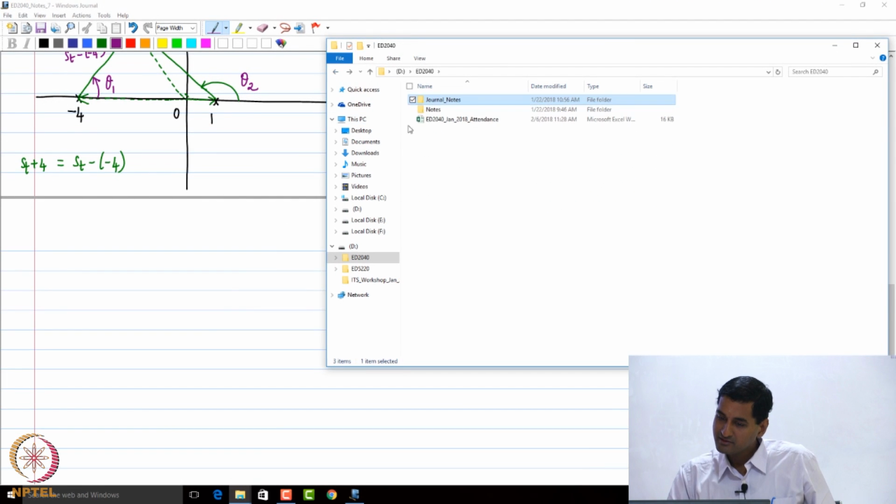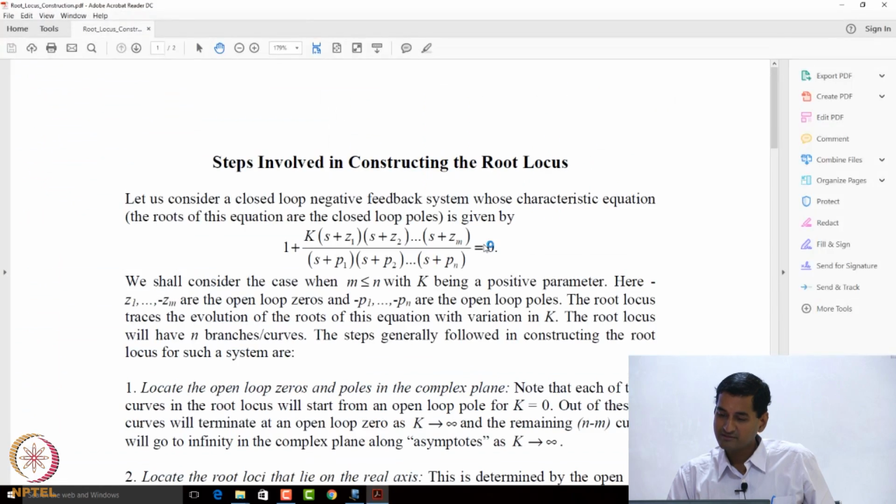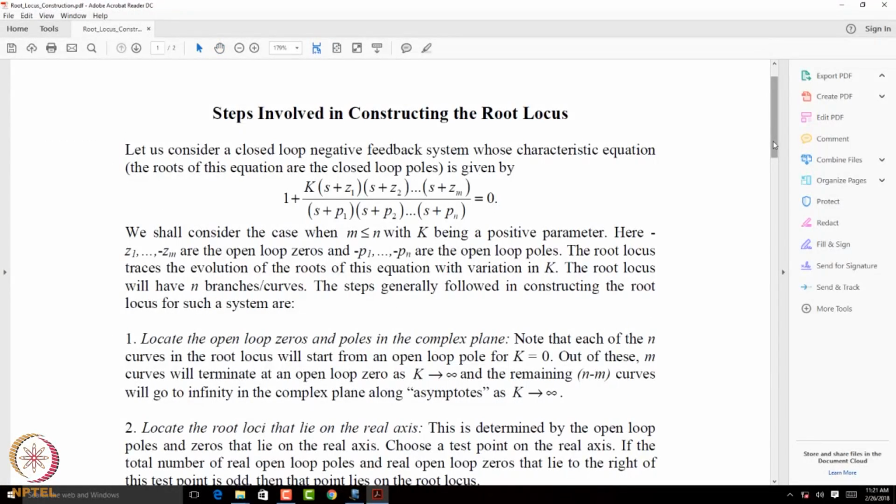I hope I have it here. Yes. So let's go through the steps involved in constructing the root locus. Once again we are considering a closed loop negative feedback system whose characteristic equation is this. Of course we shall consider the case when m is less than n, which is very important, and k being a positive parameter. That's the condition we started with. And we know that minus Z1 through minus Zm are the open loop zeros, and minus P1 through minus Pn are the open loop poles.